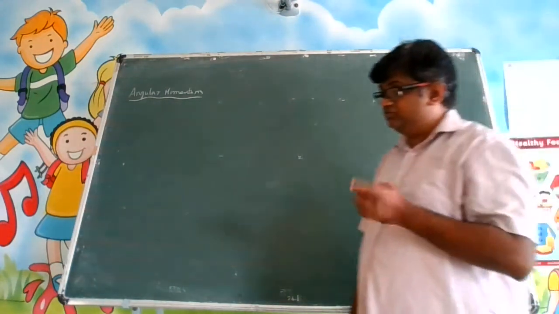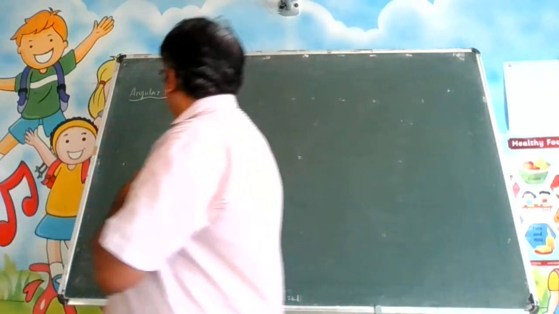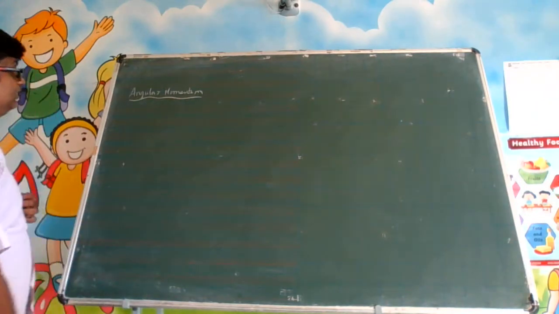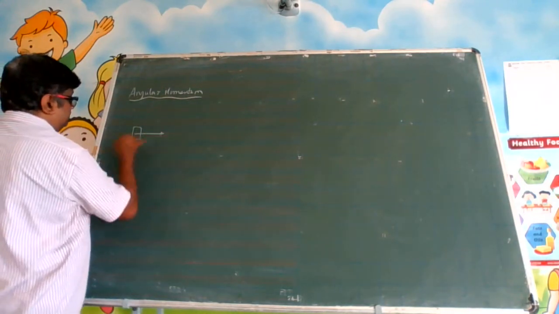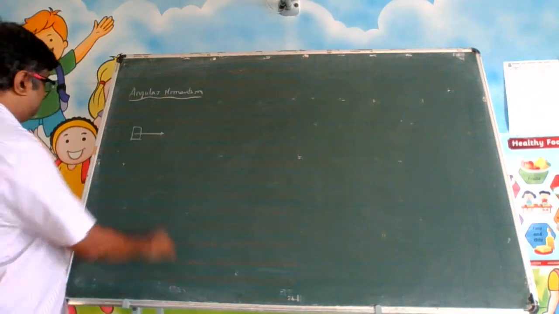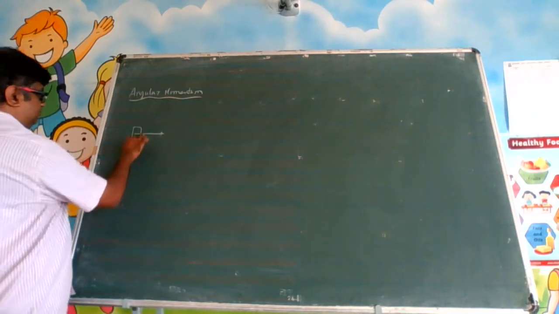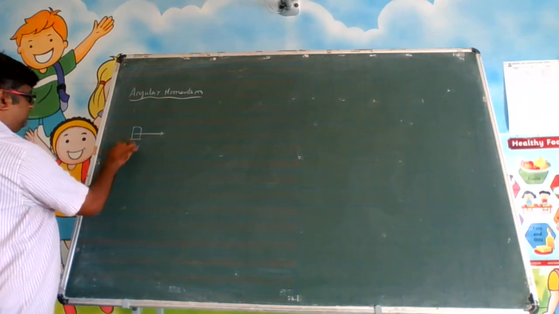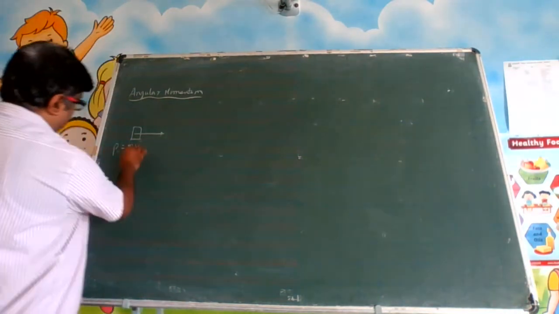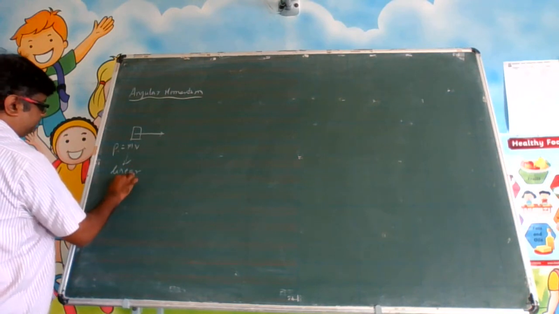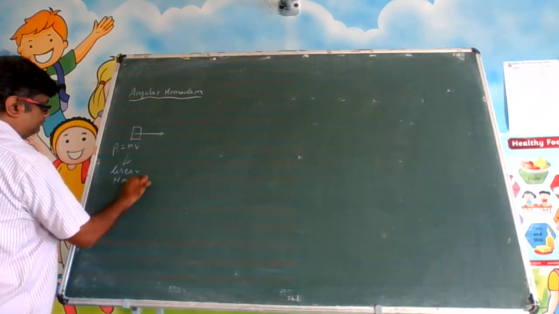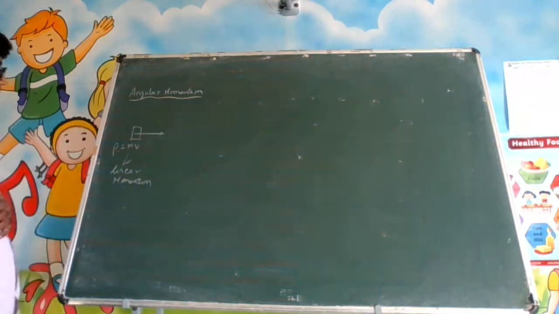Now, in the last class, we discussed the perpendicular axis theorem. Now, we will move on to the next concept, angular momentum. You know that when a particle is going in a translatory motion, this particle has some mass and some velocity. So, this is your linear momentum.